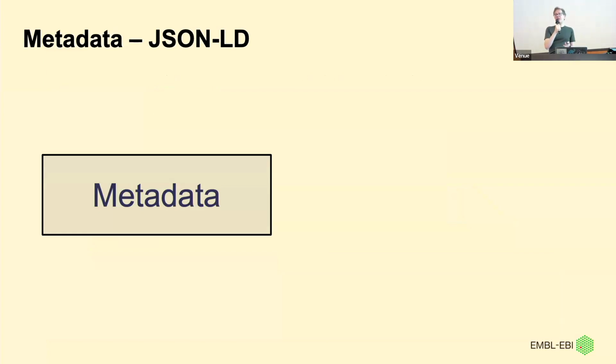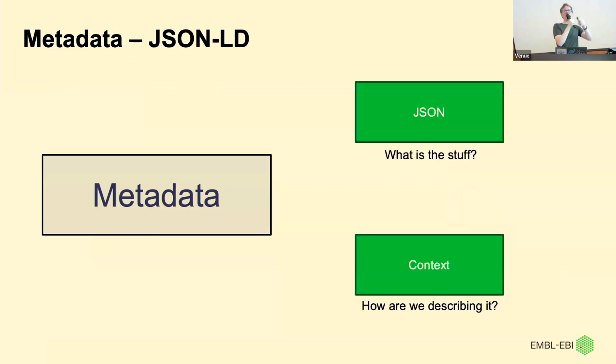So JSON, JavaScript Object Notation, is basically a way to write down structured information. Technically, it's a serialization mechanism so that you get complex structures into a single file. So JSON lets you describe things. And what makes it LD, and the LD stands for linked data, is something called context. And the context in JSON-LD gives you a framework for agreeing on what the terms you're using mean.